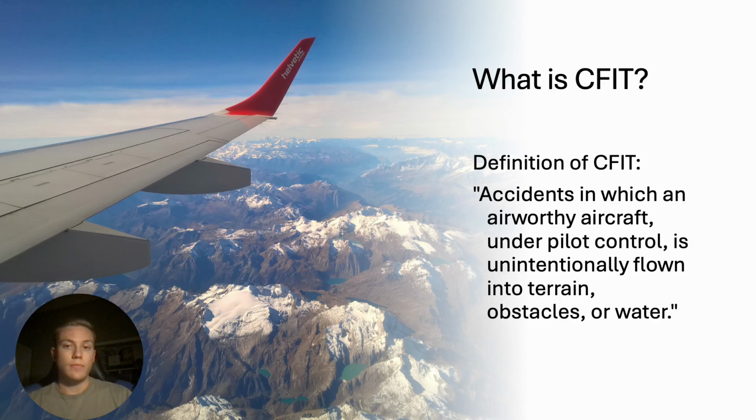Controlled flight into terrain, or CFIT, refers to situations where a functioning aircraft under the control of the pilot unintentionally impacts terrain or obstacles without any apparent mechanical failure. These events often occur in instrument meteorological conditions, IMC, or at night when terrain visibility is limited.